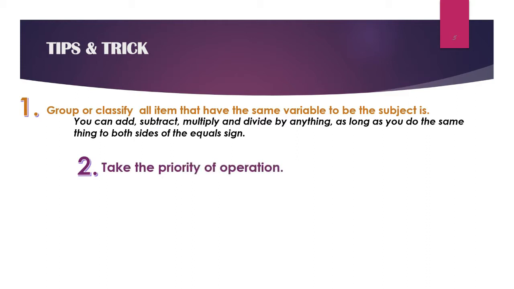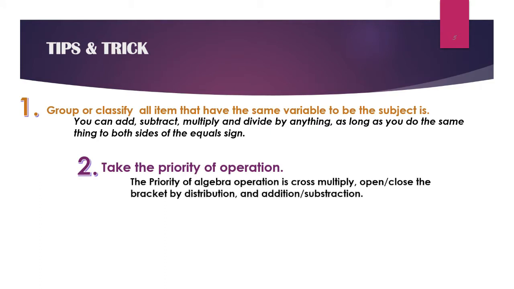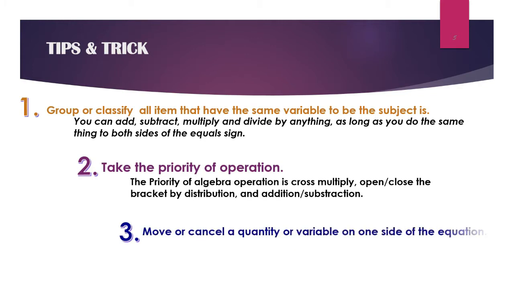This is about algebra. Okay? The priority of algebra is cross multiply. If you find a fraction, open or close the bracket by distribution, and addition and subtraction. 3. Move or cancel a quantity or variable on one side of the equation. Okay?